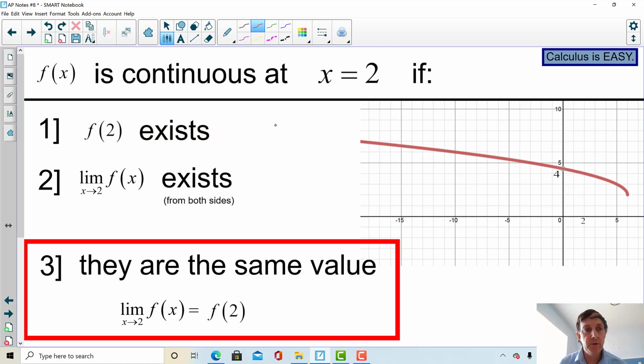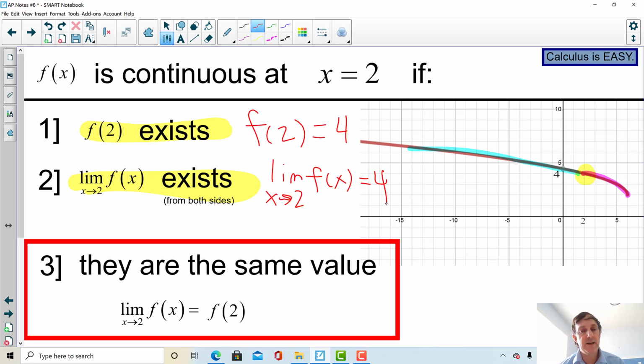Okay, here's another example. Does f of 2 exist? Yes, f of 2 is 4. Does the limit as x goes to 2 of f of x exist? Well, let's check. The limit from the left gives you 4. Limit from the right gives you 4. So we would say yes, it's equal to 4. So now we can check our third step. Does the limit as x goes to 2 of f of x equal f of 2? Yes, they are both equal to 4. So we would say yes, f of x is continuous at x equals 2.